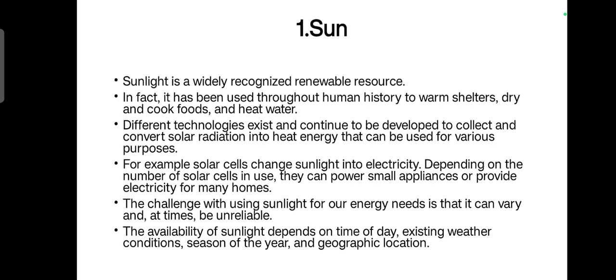Depending on the number of solar cells in use, they can power small appliances or provide electricity for many homes. The challenge with using sunlight for our energy needs is that it can vary and at times be unreliable. The availability of sunlight depends on the time of day, existing weather conditions, season of the year, and geographical location.